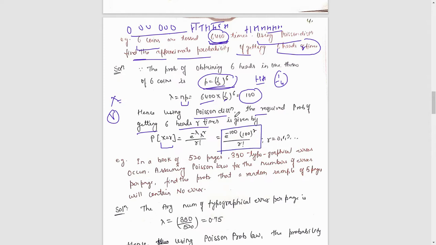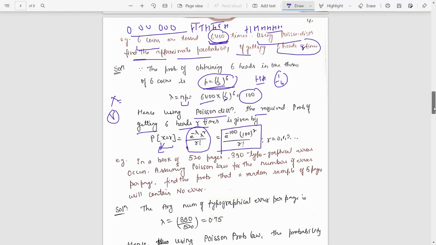Simple thing: when you find that n is very large compared to p that you have, in that case we just convert everything into the Poisson distribution. Find the lambda, use the Poisson distribution. Obviously, don't forget what your x here is. So x here is the number of times you get six heads if you are tossing coins.